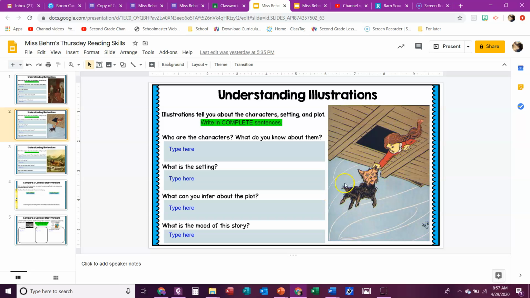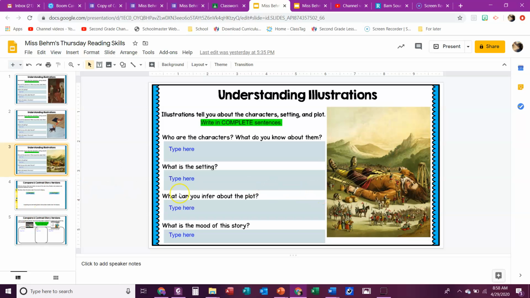Reading between the lines. What do you think is going on in the story? And what is the mood? Look at their faces. Look at what's happening. This one, same thing. What do you think is going on?